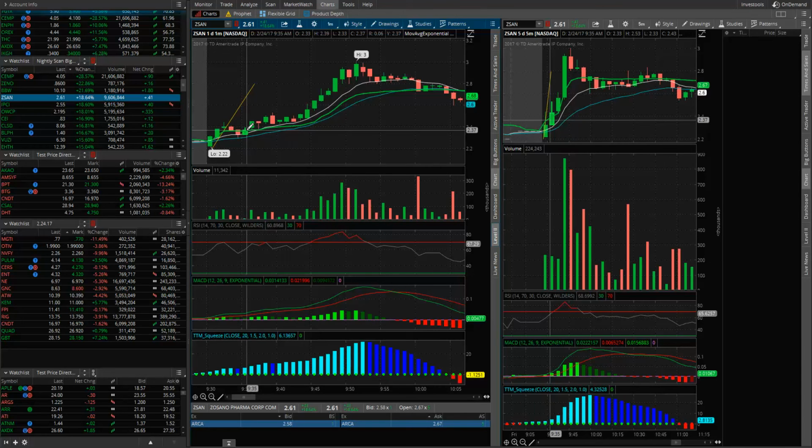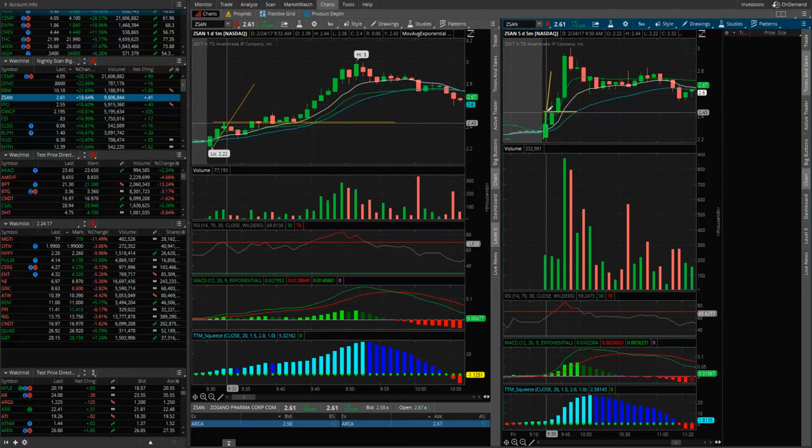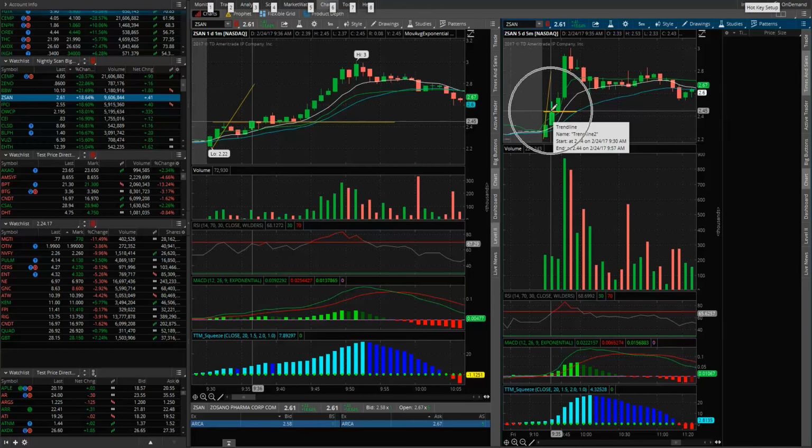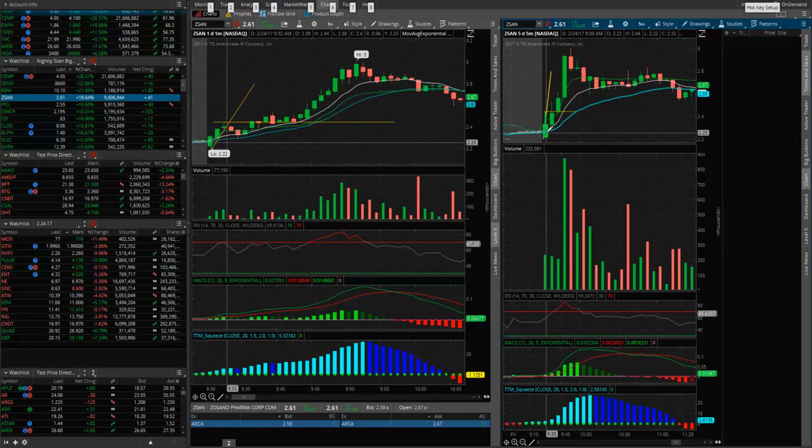On the 5-minute chart, let's say I'm not comfortable on the 1-minute chart. My first entry point would have been the first candle to make a new high over the previous candle. So right here, right when this broke the high of the 5-minute candle, would have been my first entry point. And my stop loss would have been the low of this candle.